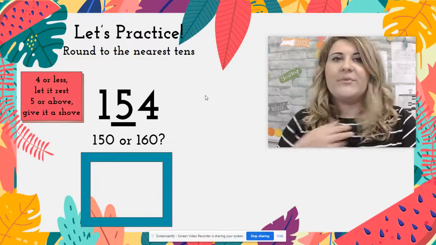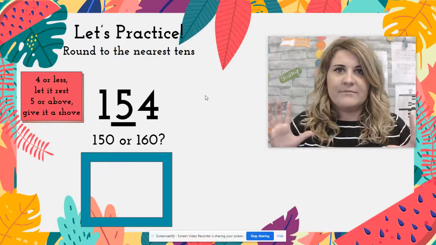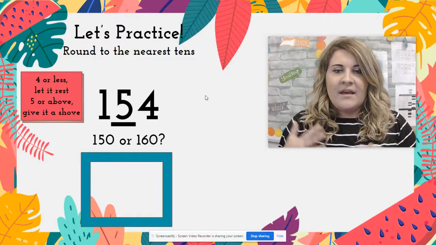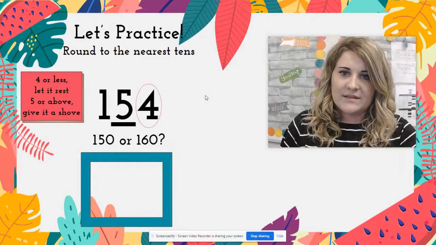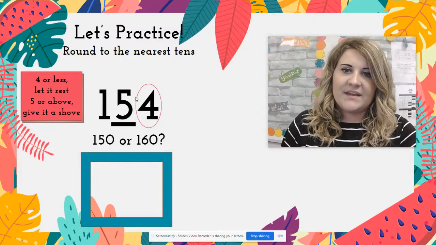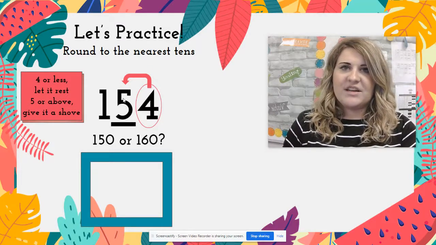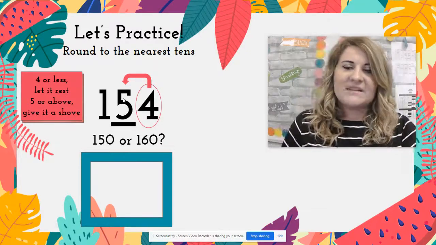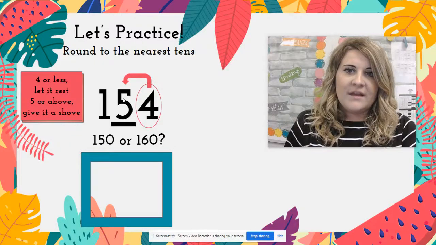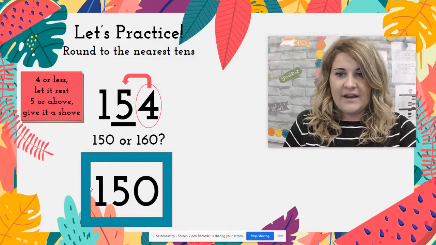All right, what if we have a 3-digit number? 3-digit number, same idea, same exact idea. We're just going to still underline the tens. Let me show you what that looks like. We've got our 5 underlined. We're going to still spotlight the ones. The 4 is going to tell the 5 what to do. Is this 4 or less, or 5 or above? The 4 is 4 or less, so she's going to tell the 5, hey, I'm 4 or less, so I'm going to tell you to rest. And that means that the 5 is going to stay a 5, and the 4 is going to become a 0, and the 1 just drops straight down.